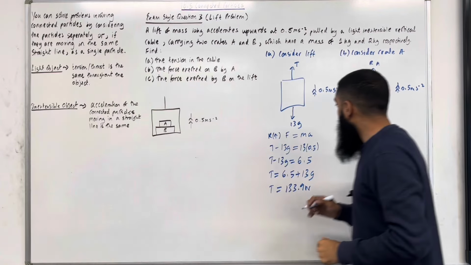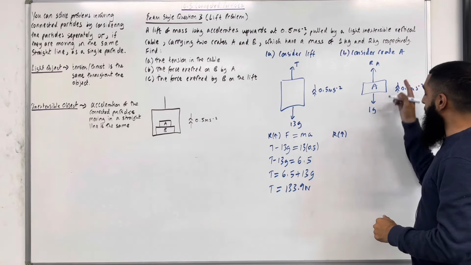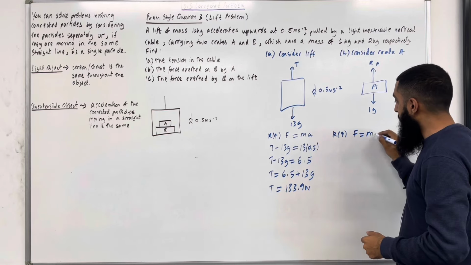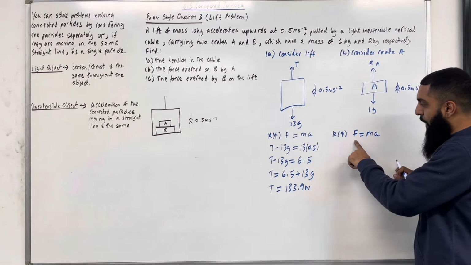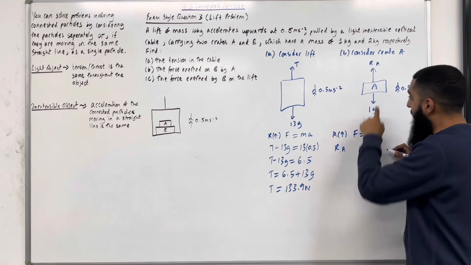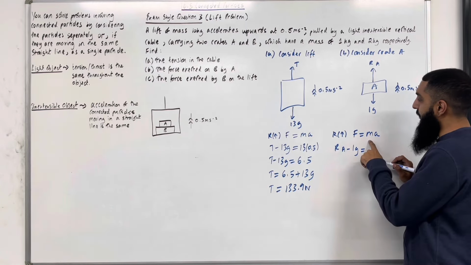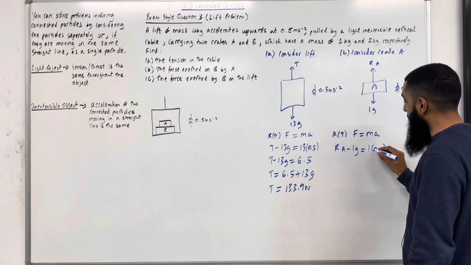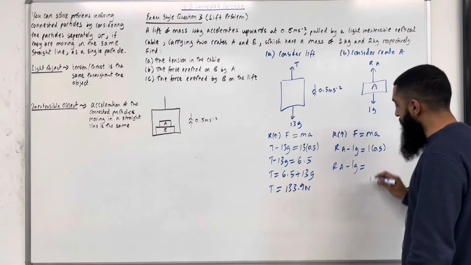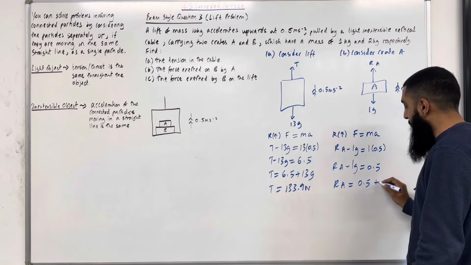Okay, so I'm going to resolve vertically, taking upwards to be the positive direction of acceleration, and to generate the equation of motion, I need to use F equals ma, Newton's second law. So the resultant force F will be RA acting upwards minus 1g acting downwards. This has to equal the mass of crate A, which is 1, multiplied by the acceleration, which is 0.5. So RA minus 1g is equal to 0.5. Hence RA is equal to 0.5 plus 1g.